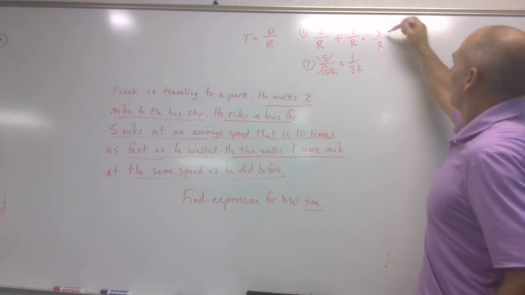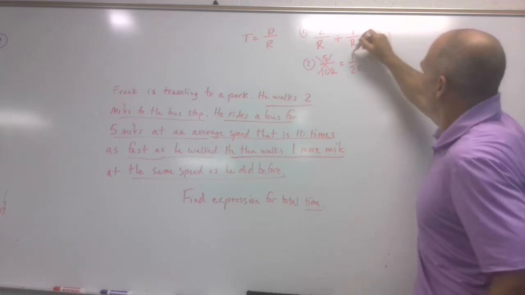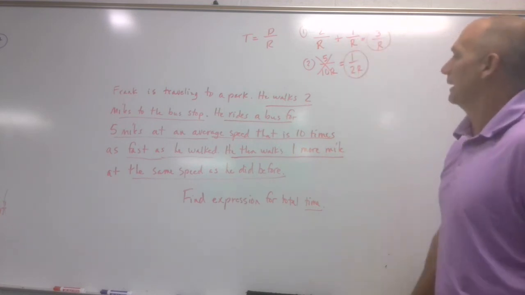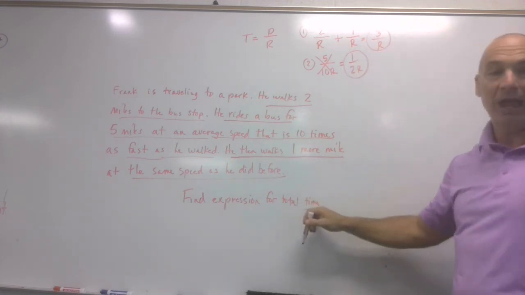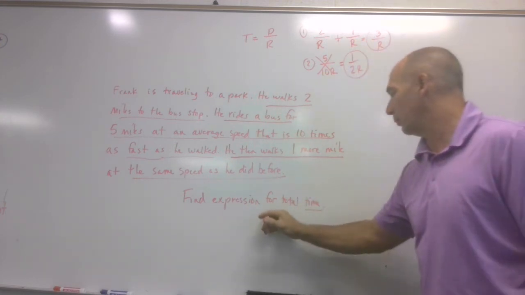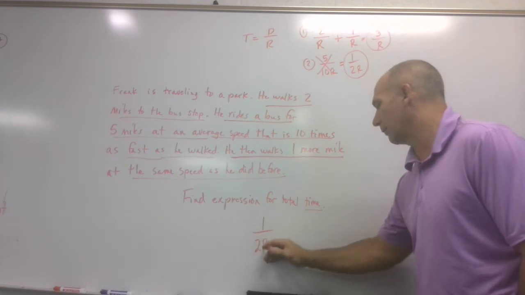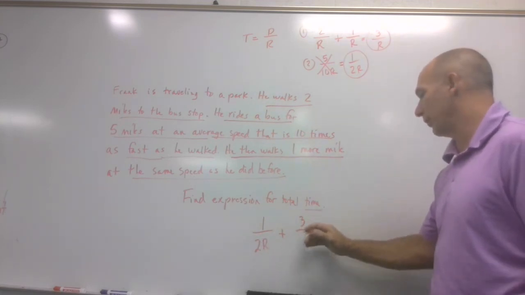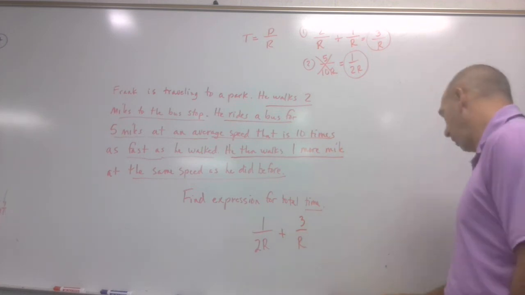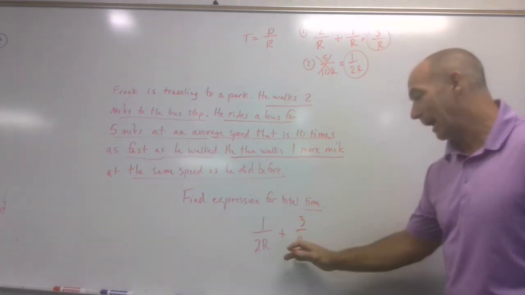So this is the time he takes walking. This is the time he takes in the bus. And the question is, write the expression for the total time this trip takes. Well, that'd be 1 over 2r, time you spent on the bus, plus 3 over r, the time he spent walking. Got to find common denominators.